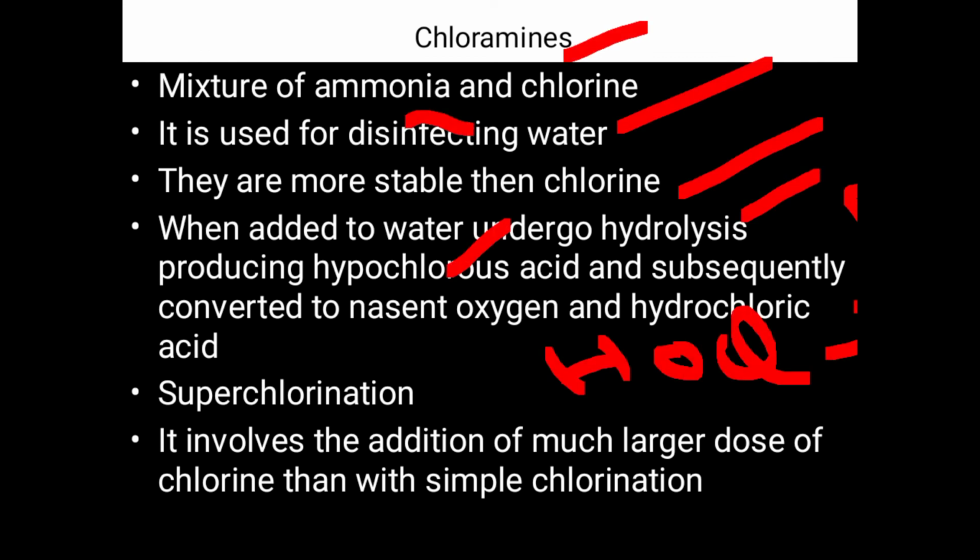So it is chloramine. The third method of chlorination is superchlorination. What does it do? It involves the addition of a much larger dose of chlorine than with simple chlorination. So this is the end of the water purification. In the next lecture, we discuss the coliform.